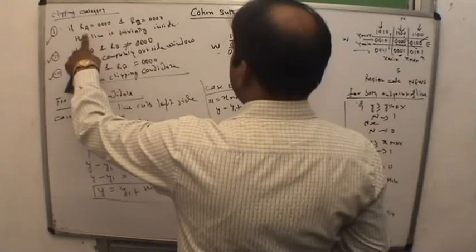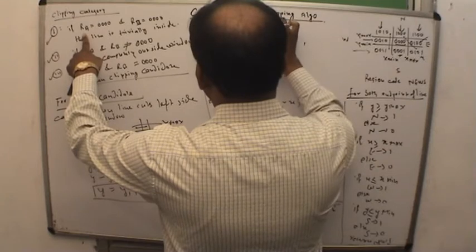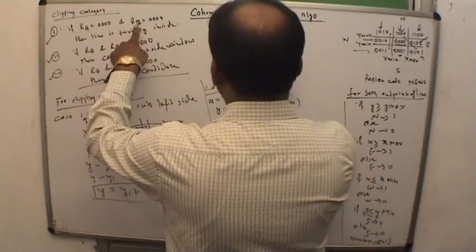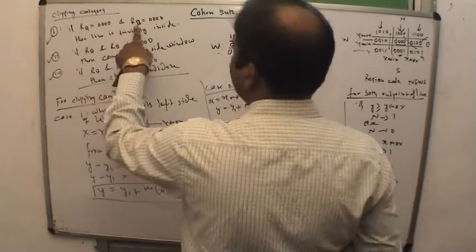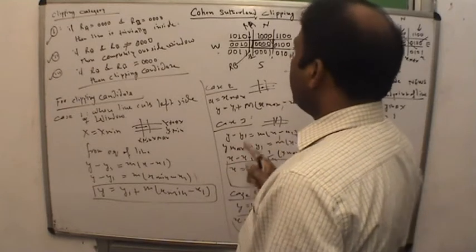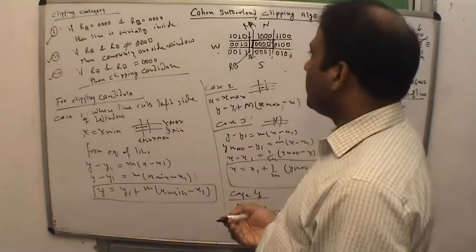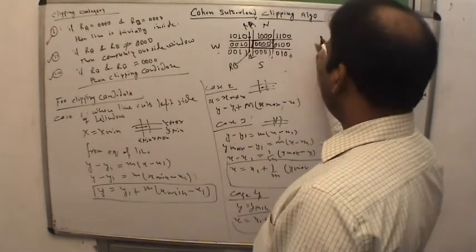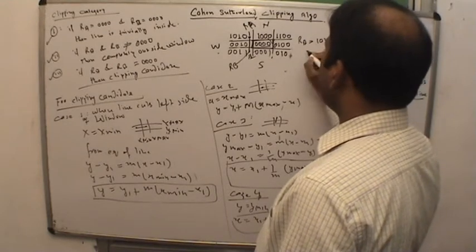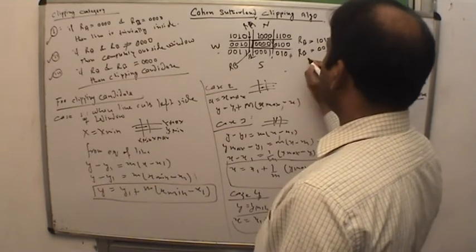If RA means start of A, we can say this is RA, region code A, and this is region code B. We have to apply logical AND operations on both these regions. So we have region code A equal to 1010 and region code B equal to 0011.